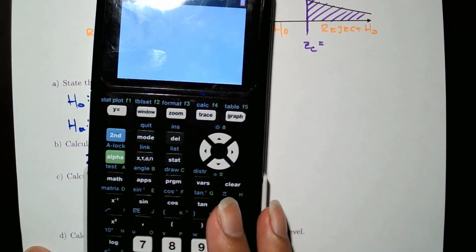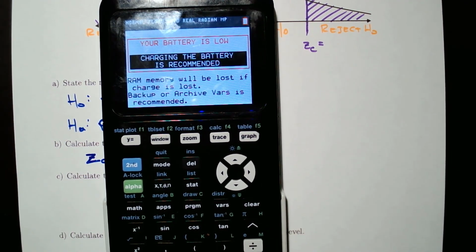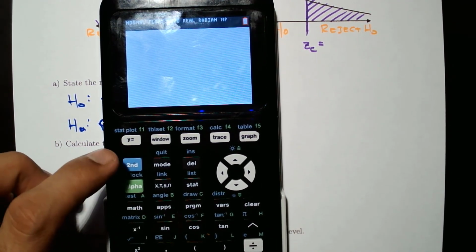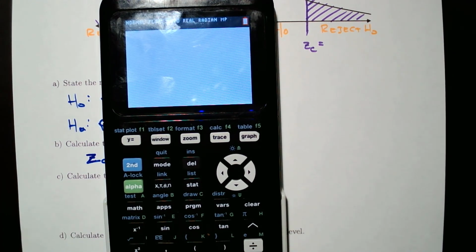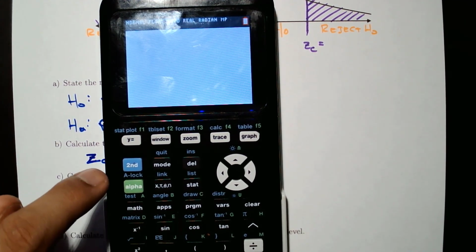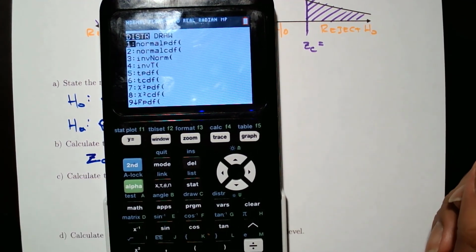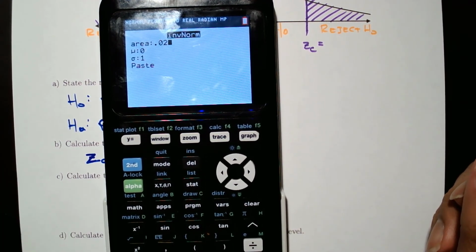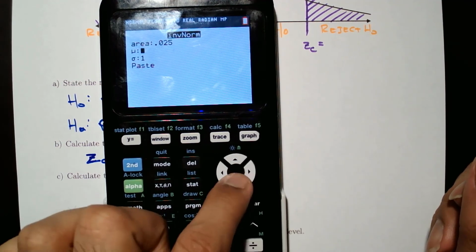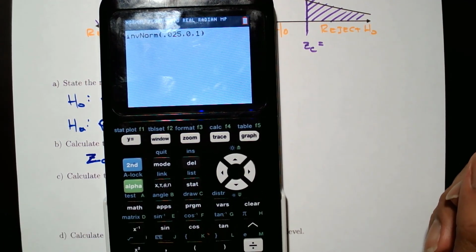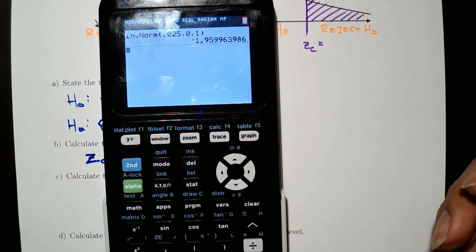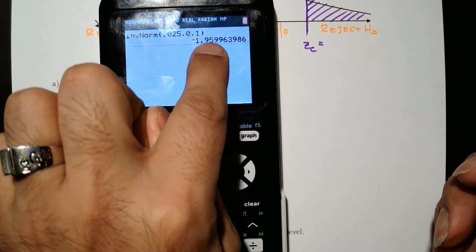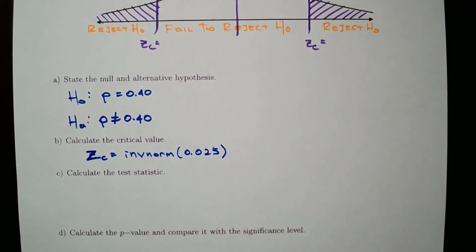Okay, I'm going to do it. I mean, I could give you the right answer, but why not? Well, I have the answers anyway. Second, this inverse norm, area 0.025. The 0.1 doesn't matter, keep them or erase them, doesn't matter. Negative 1.95. Well, we round that to now 1.96.